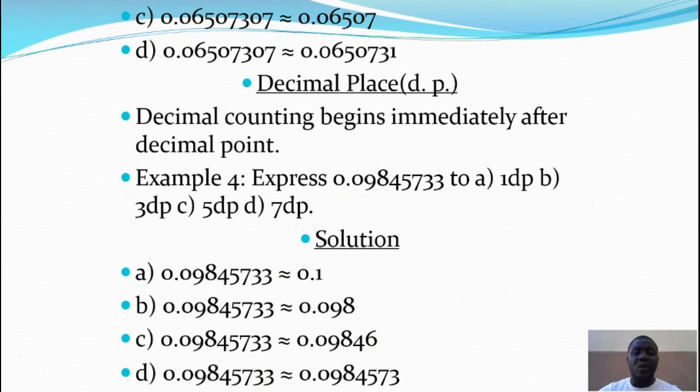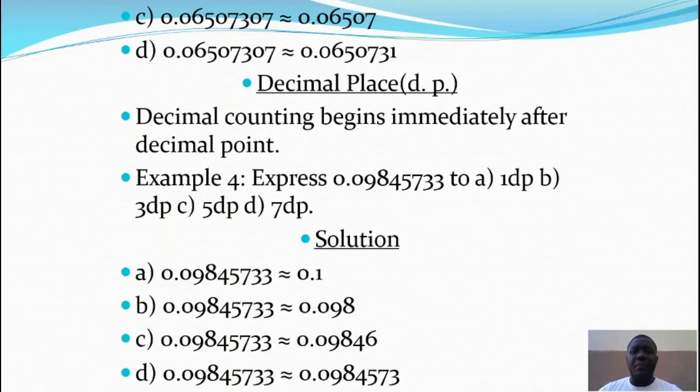So the next one is C, to 4 significant numbers. And the next one, which is D, is to 6 significant numbers. So if you check the exercise, I hope you'll be very clear.